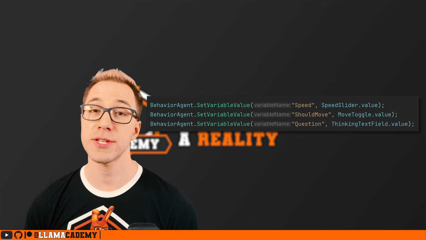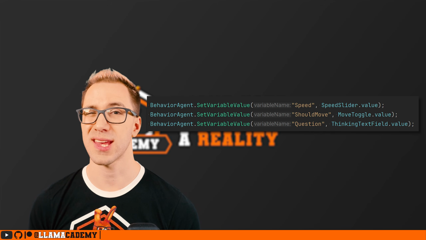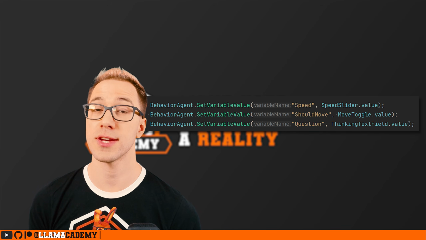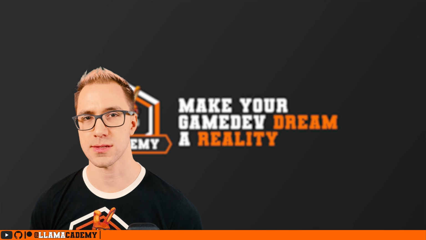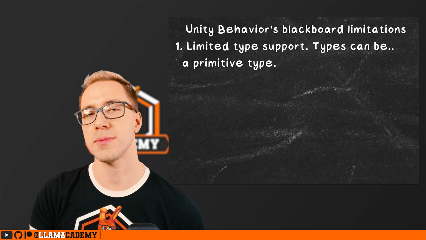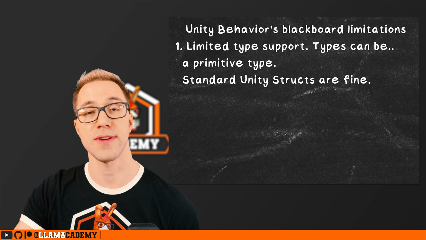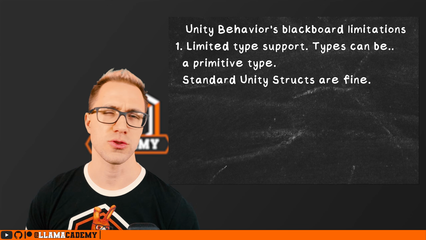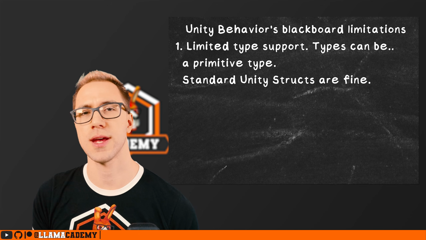to. There are some limitations with Unity Behavior's Blackboard, and since it seems like Unity is not going to invest more in that, it's important to take note of this. First, there are a limited set of types that we can put here. We can put any primitive type. We can put structs like Vector3, Vector3Int, Vector2, all of those standard Unity types work as well.